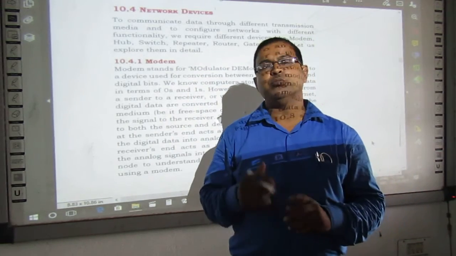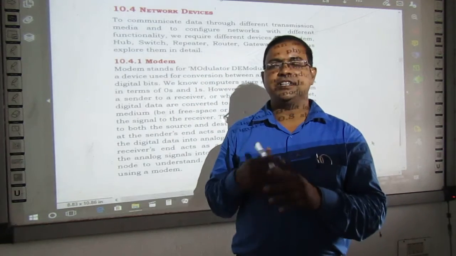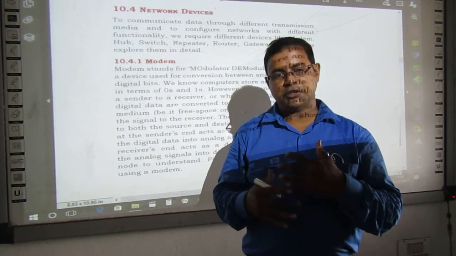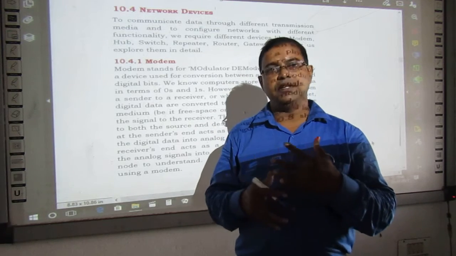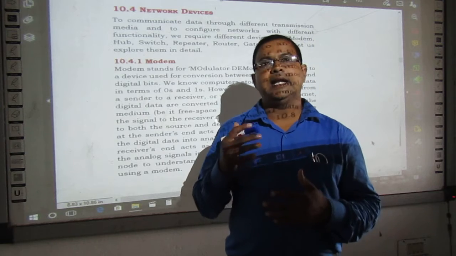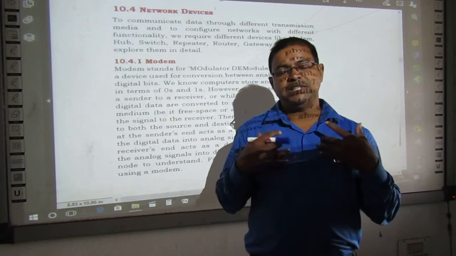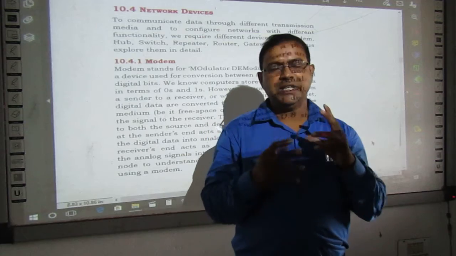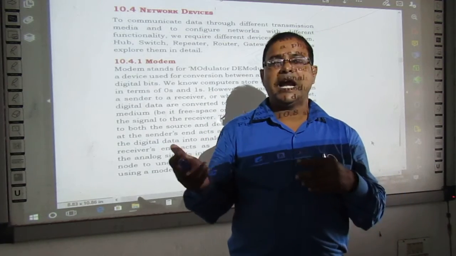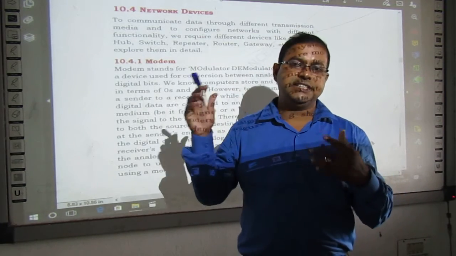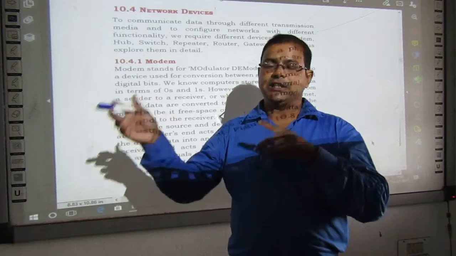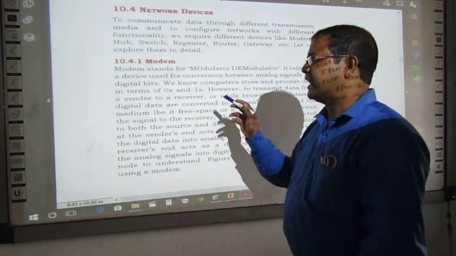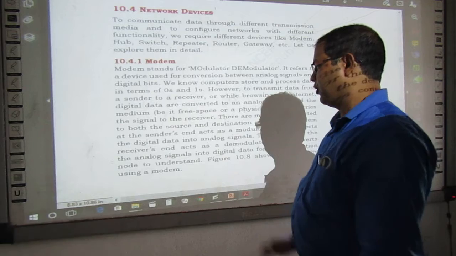So here the modem is doing the conversion between analog voice to digital, and also digital voice to analog format. What is digital? My voice should be converted into 0-1 format, and whenever my voice reaches the destination, it should be converted from 0-1 back to the voice. So that should be done by the modem.